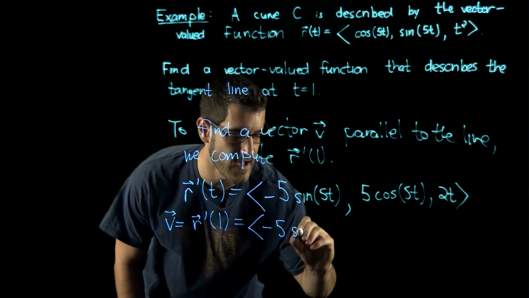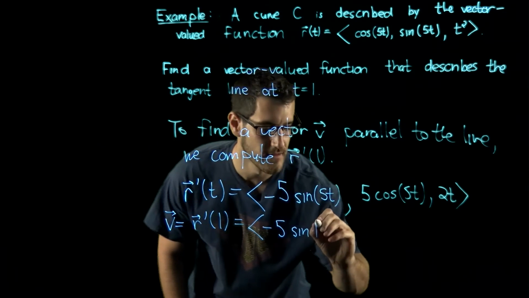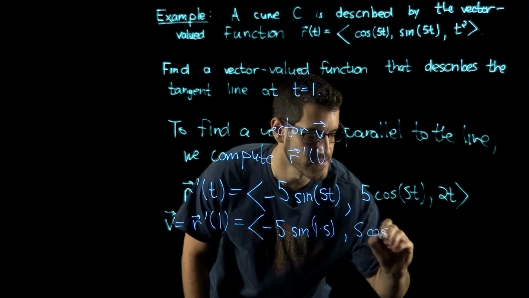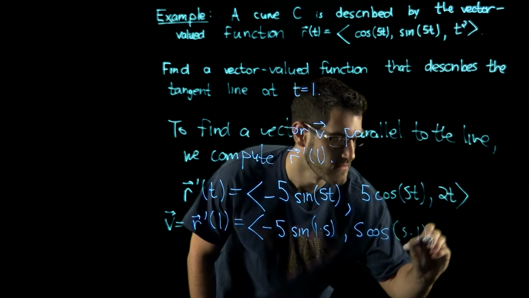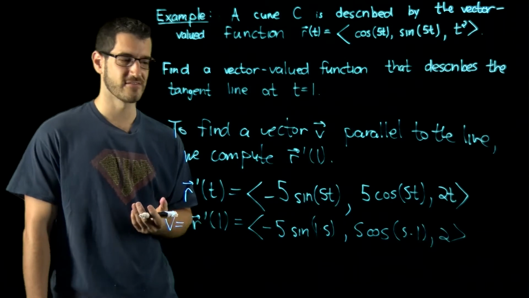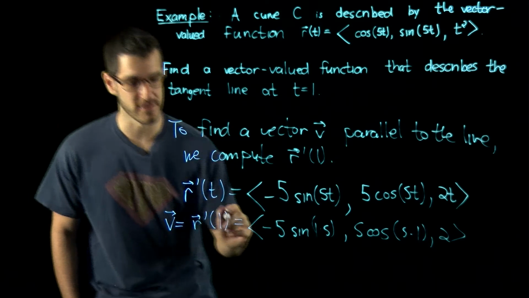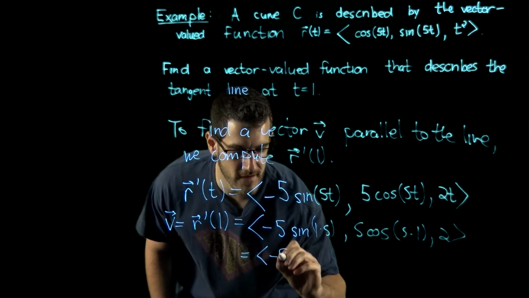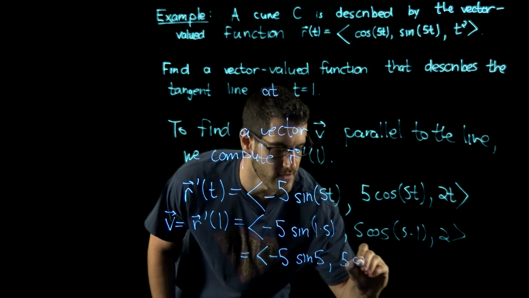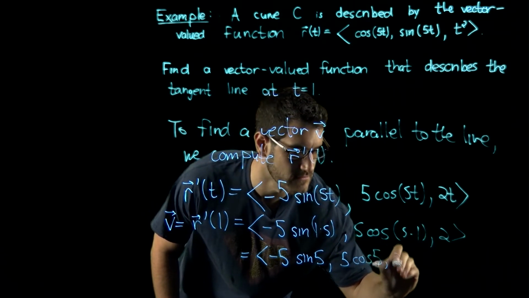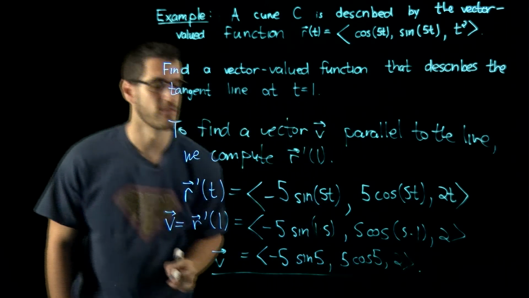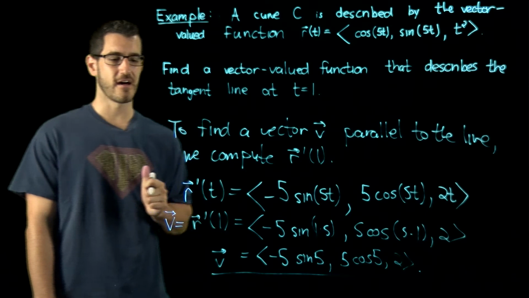So we get minus 5 sine of 1 times 5, 5 cosine of 1 times 5, 2. And sine and cosine of 5, they're not nice numbers, but they're just numbers. Doesn't matter. So our vector v that we're going to use is just (-5 sin 5, 5 cos 5, 2). So we'll keep track of that and find the point.